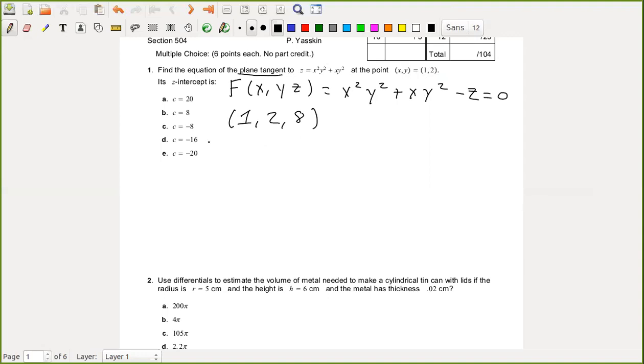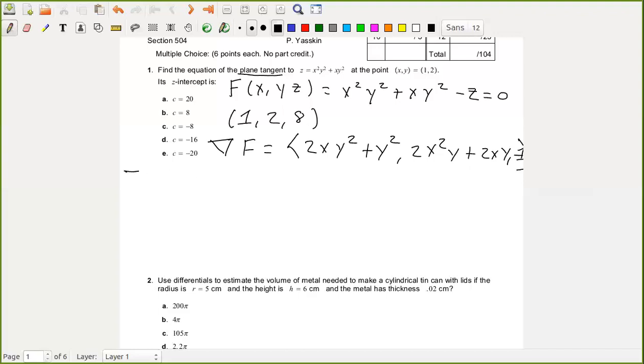And the gradient of f: the x derivative is 2x y squared plus y squared. The y derivative is 2x squared y plus 2xy. And then the z derivative is just negative 1. Sorry, this last one is a minus 1.